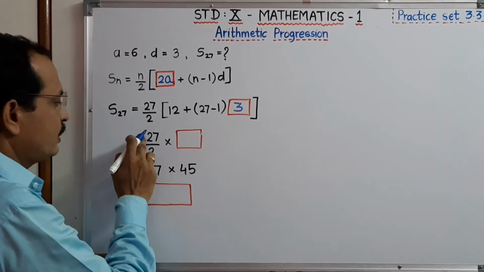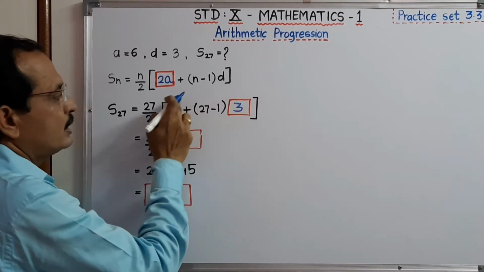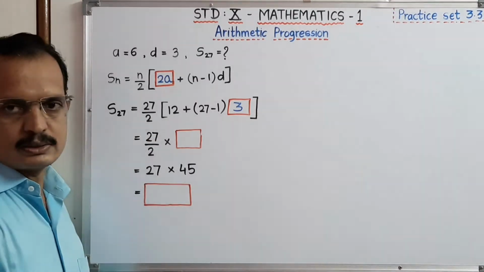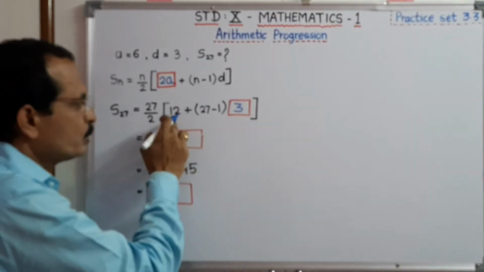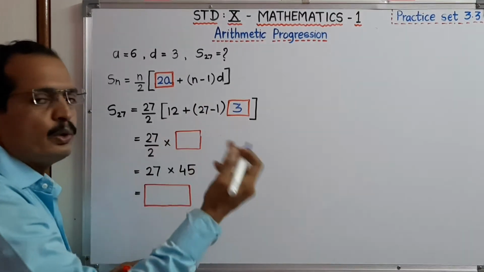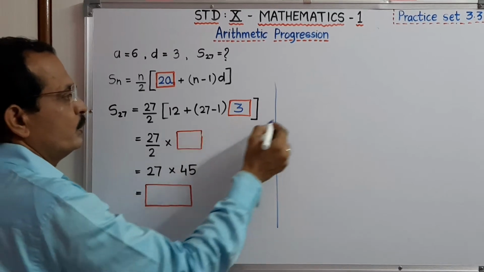Now see here, 27 upon 2 into, we have to write the answer of this. That means we have to solve this and then write the answer. In the exam also you have to do this calculation and then write. You can do this calculation on the rough page or on this side also.